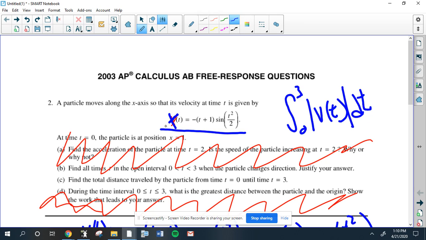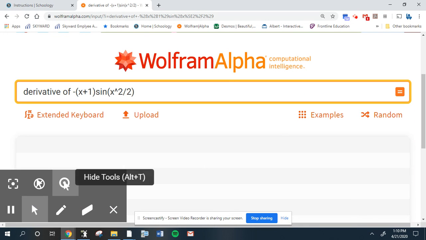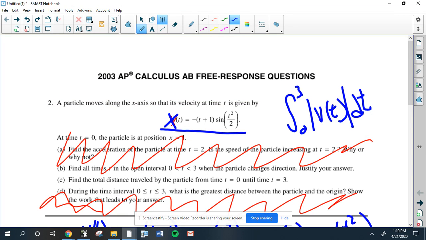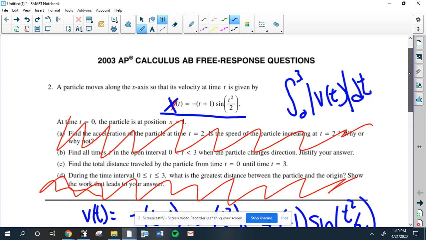So I decided this is our position function. I really didn't want to take the derivative because it's going to involve a product and a chain rule. So I went to Wolfram Alpha, and Wolfram Alpha seems to be down today. It was down for a little bit yesterday too, so just be aware of that. So it turned out I'm going to have to actually take the derivative.